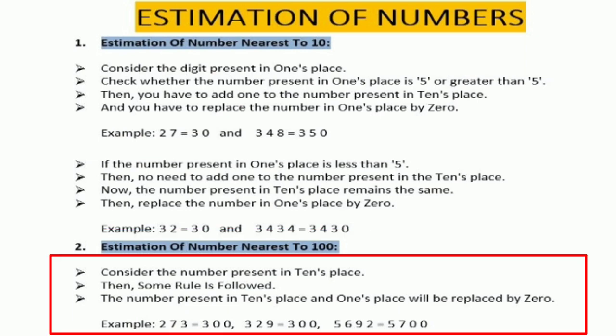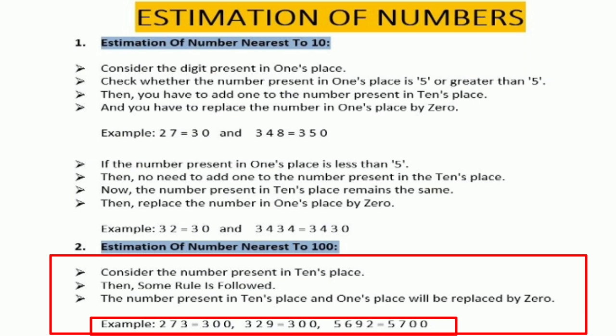Now come to estimation of numbers to the nearest 100. Here we have to consider the number present in the tens place. Then the same rule is followed. The numbers present in the tens place and ones place are replaced by 0. To understand this, let us take an example. 273 is a number. We have to round this number.